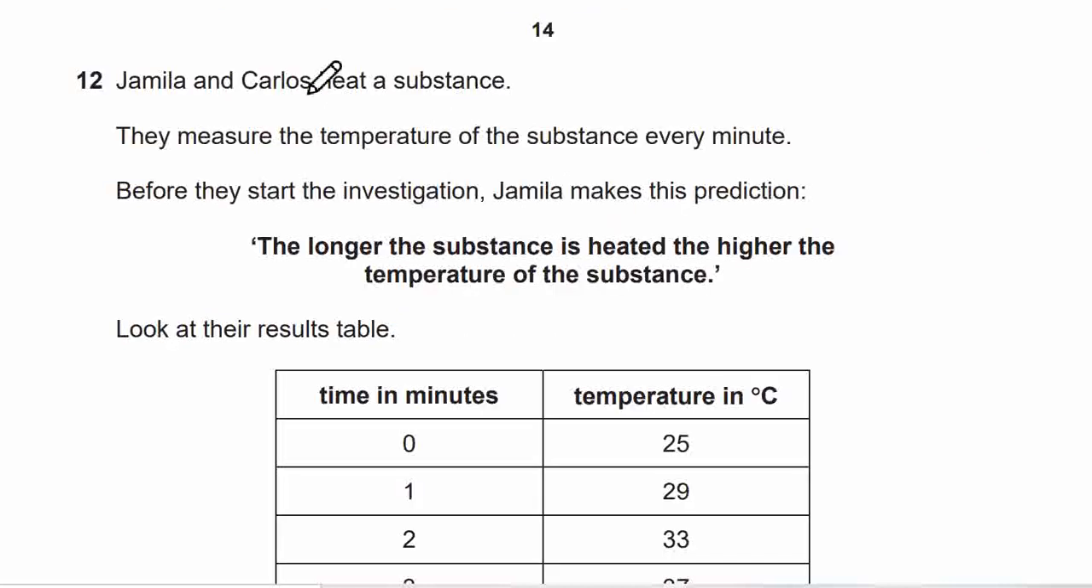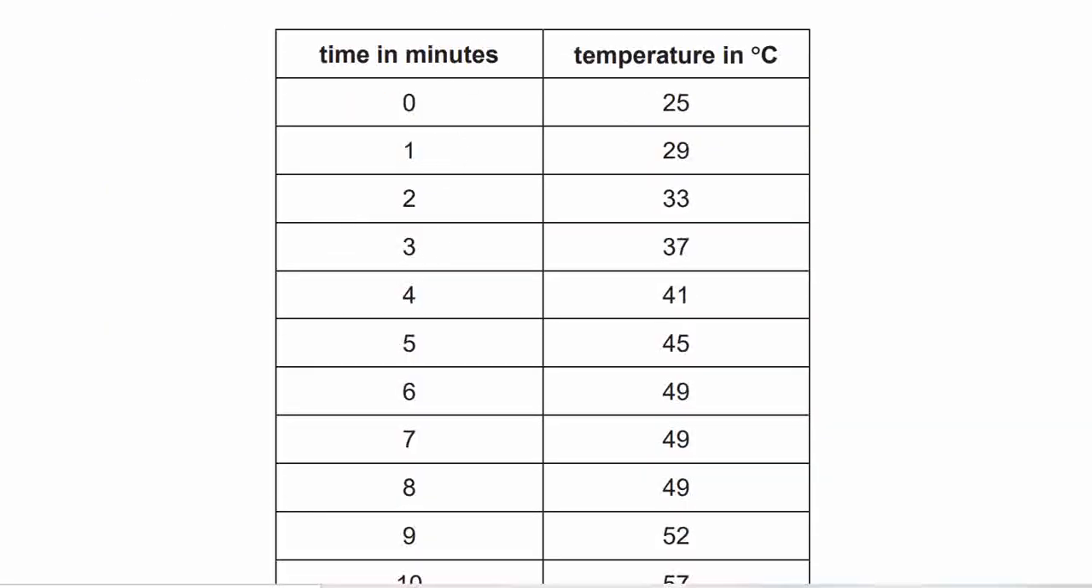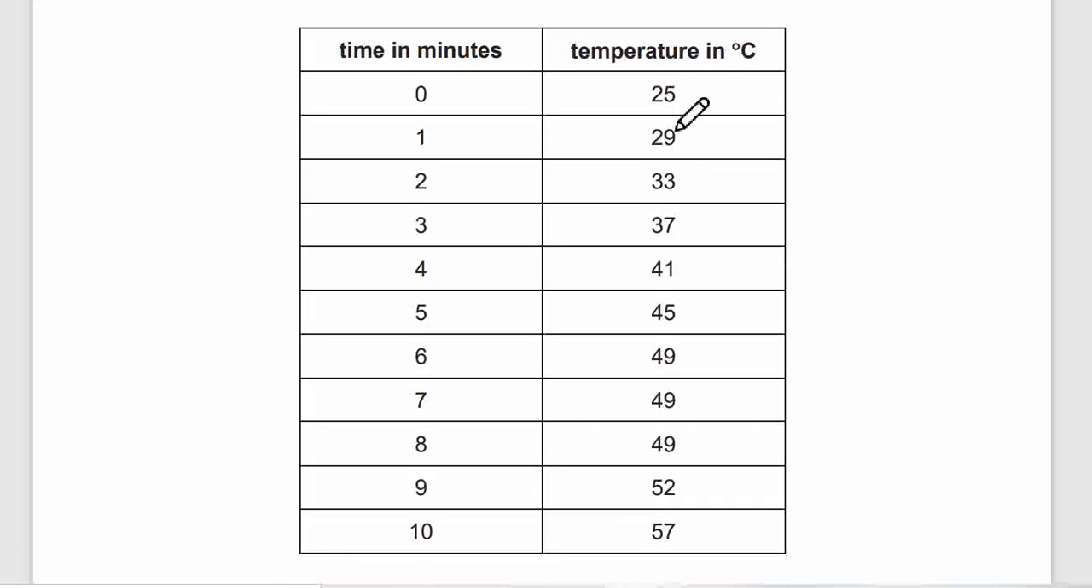Question 12. Jamila and Carlos heat a substance. They measure the temperature of the substance every minute. Before they start the investigation, Jamila makes this prediction: the longer the substance is heated, the higher the temperature of the substance. To get their results, times 0 to 10, and temperature is 25, moving upward, and then there's a constant 49, 49, 49, and then it increases again.